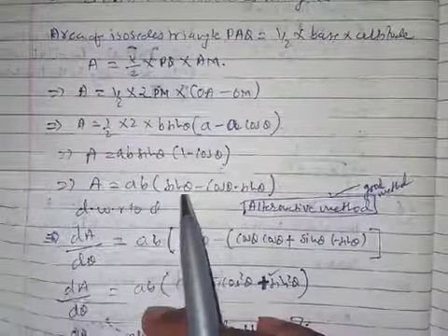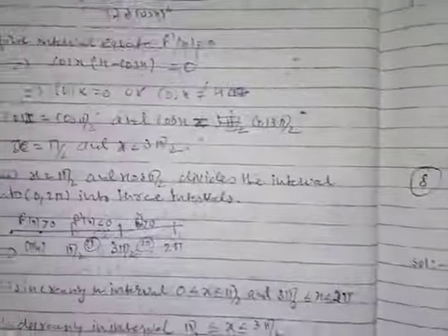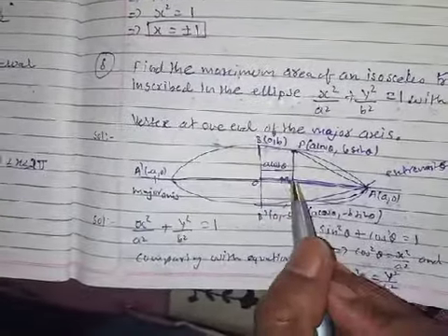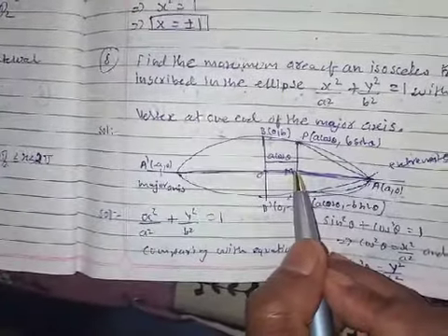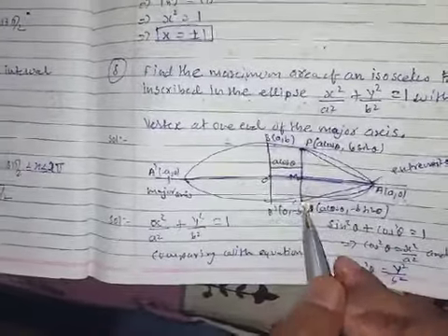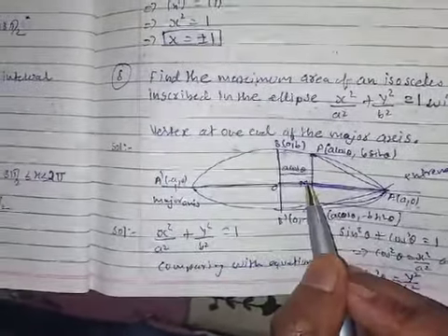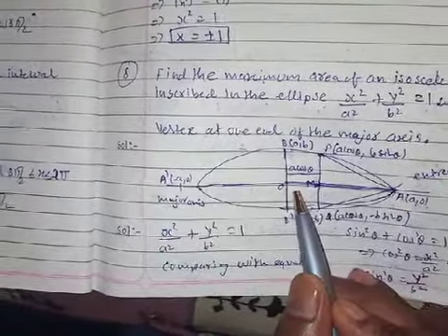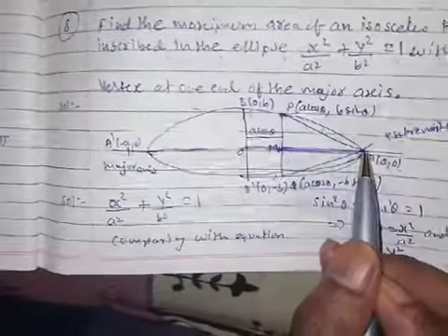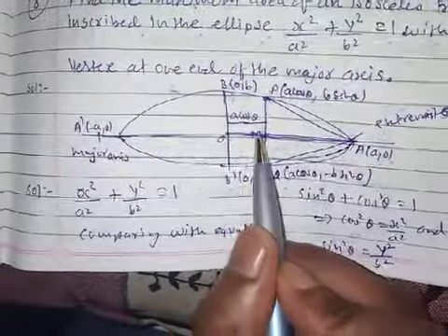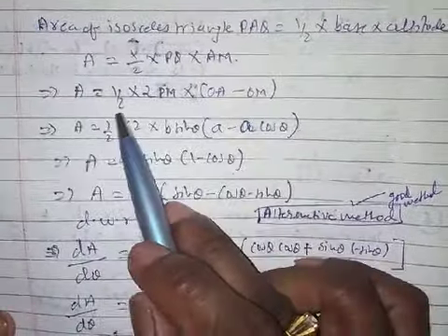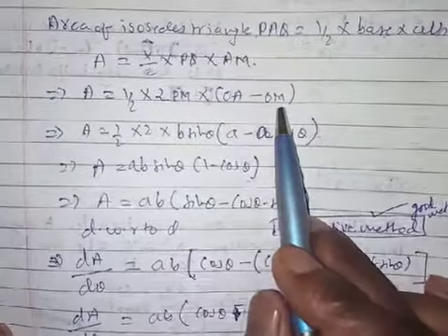PQ into AM. Since it is an isosceles triangle, M is the midpoint of it, so PQ can be written as 2 PM, and AM can be written as OA minus OM. So you get area A is equal to half PQ into AM. So it is half into 2 PM, into OA minus OM.